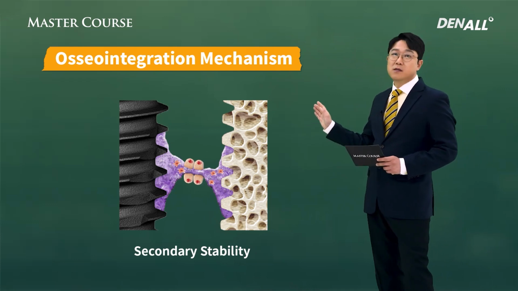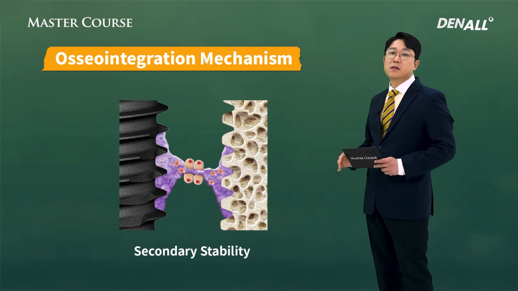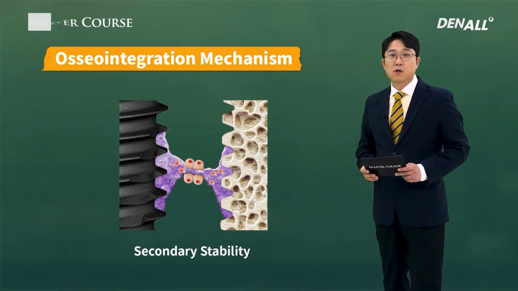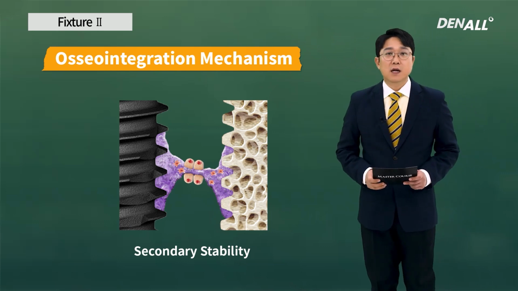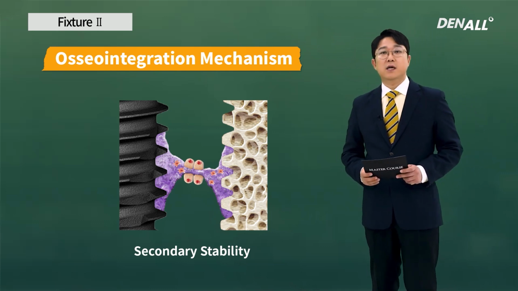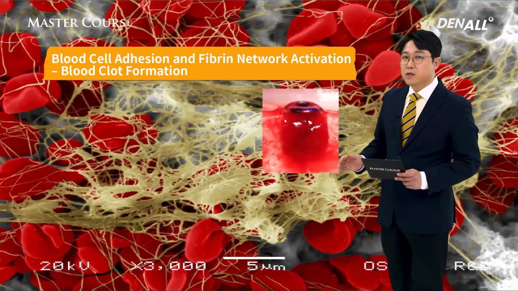At 8 to 12 weeks, the implant is completely surrounded by lamellar bone, which attaches to the implant surface, completing the early osseointegration and making the implant function, that is the secondary stability. Let's have a look in more detail at the cell level.